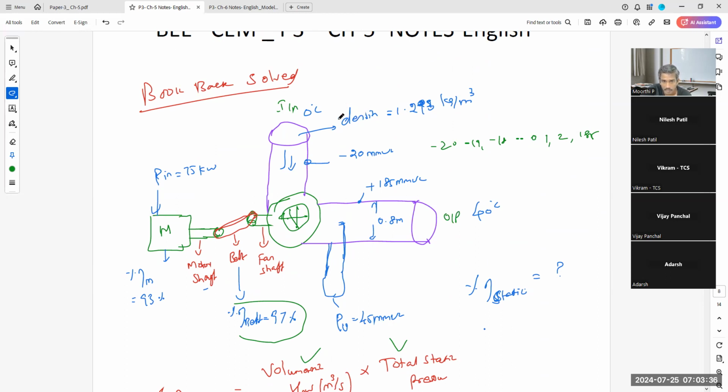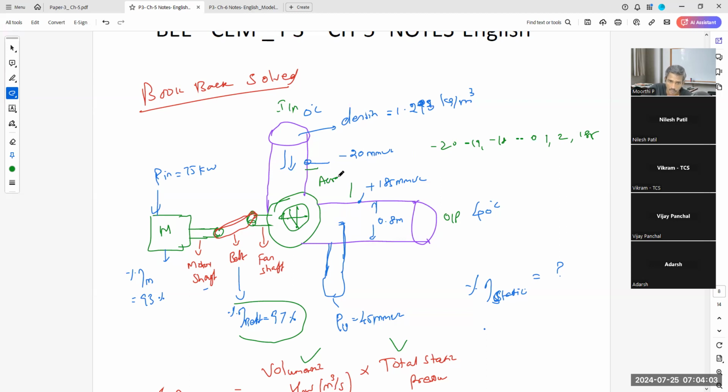Then the density is given at 0 degree Celsius, here 40 degree Celsius. You have to calculate the density correction factor also. The duct pressure drop is minus 20, after the fan plus 185 mm water column. Then you have to calculate the total pressure developed across the fan.